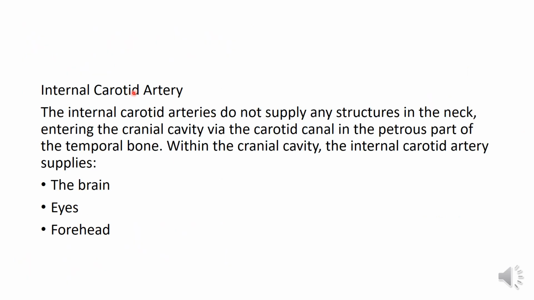Coming to the internal carotid artery. The internal carotid artery does not supply any structures in the neck. It straight away enters the cranial cavity through a canal called the carotid canal, which is in the petrous part of the temporal bone. So the internal carotid artery does not give any branches in the neck. Within the cranial cavity, it supplies the brain, eyes and forehead. We have seen in detail the different branches of the internal carotid artery while discussing the cerebral circulation.